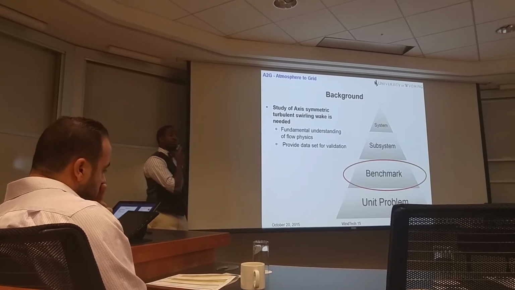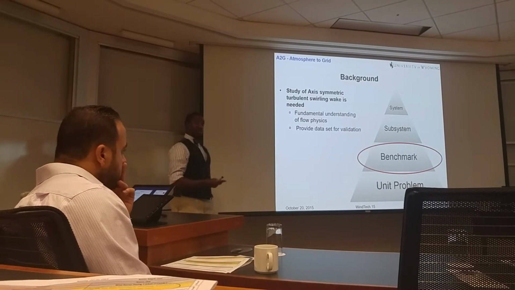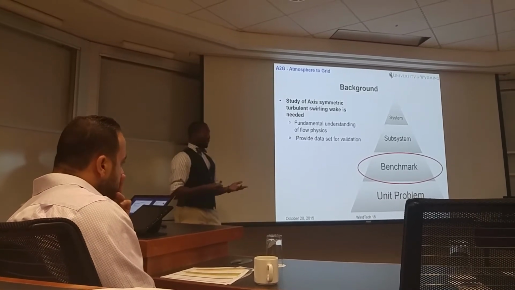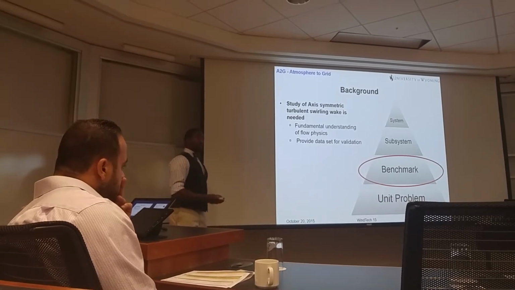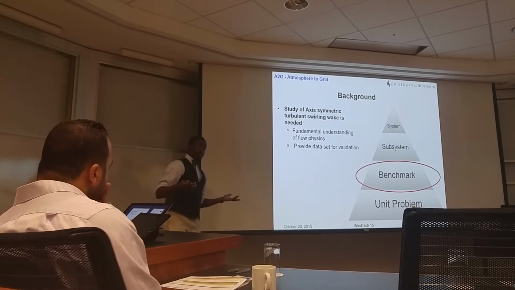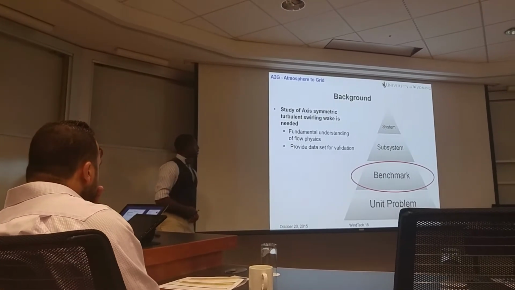But there's a gap. Right, the benchmark problem where you just have two flow physics, axial momentum deficit and the imparting of rotation, or angular momentum. And that's where we feel like we can fill the gap. We feel like there is a need for a fundamental study of just the axisymmetric turbulent swirling wake. One, to understand what's going on in this flow. Two, to maybe provide a data set for validation to build upon.